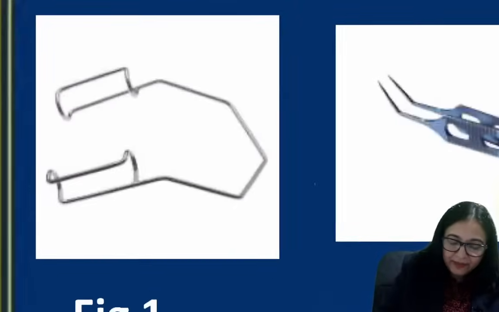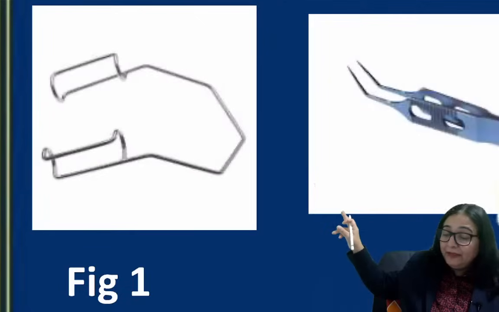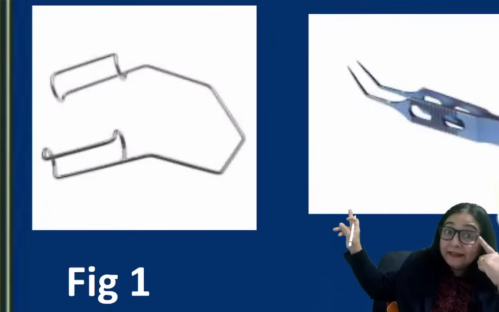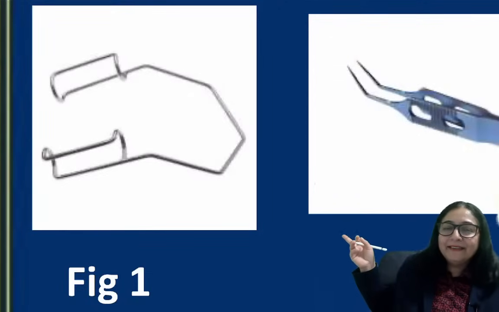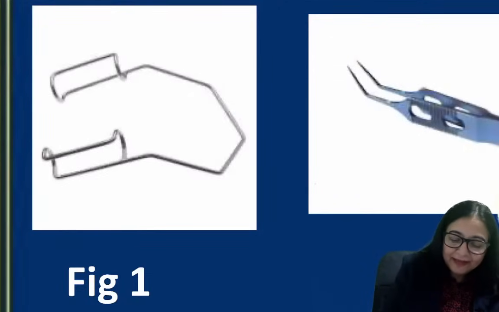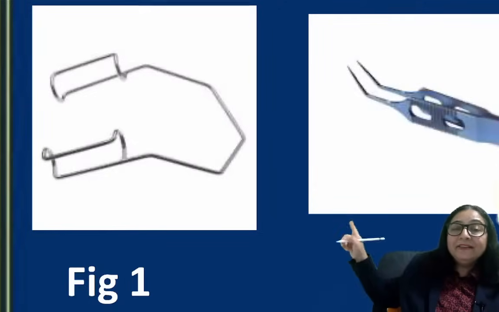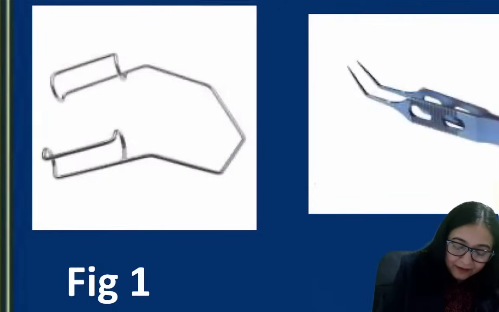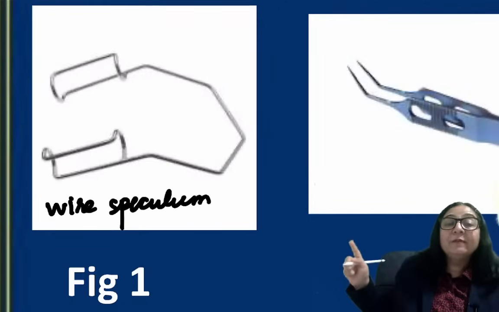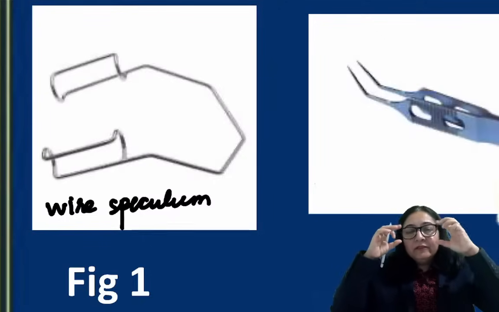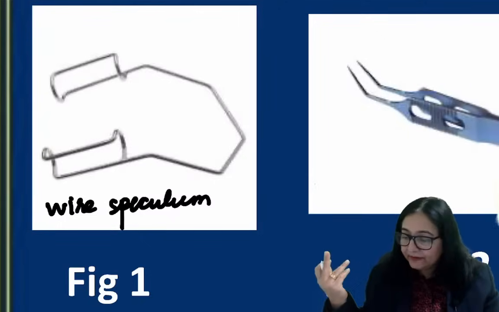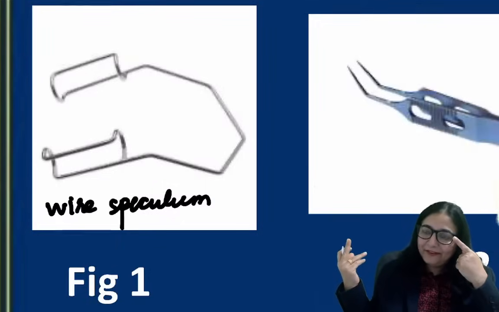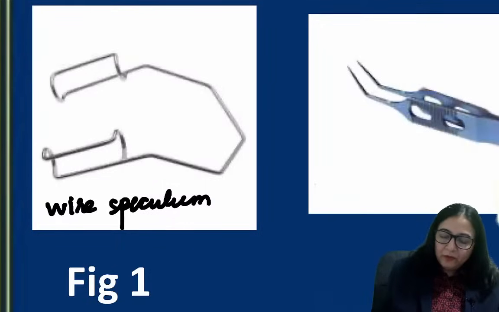I'm going to enlarge the picture one by one, and you have to tell me. So this is your figure one, beta. Can all of you identify this instrument? This was in the last exam, bache. This was in your July exam. So can you identify this? This is called a wire speculum, beta. It is used to keep the lids open during any ocular surgery, especially intraocular surgery. Okay? So figure one is done.